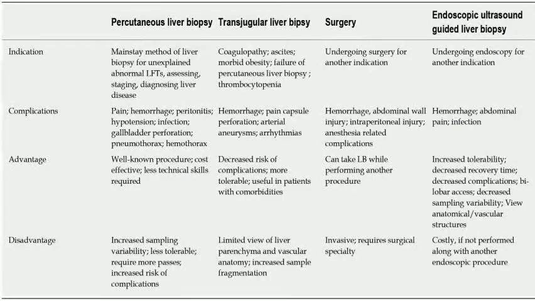What approaches are currently used to sample liver tissue? There are many approaches to acquire a liver biopsy. The traditional method is percutaneous, with complications of pain, hemorrhage, peritonitis, hypotension, and infection. With the advantage that it is cheap, well established, well known, with a high technical success rate.